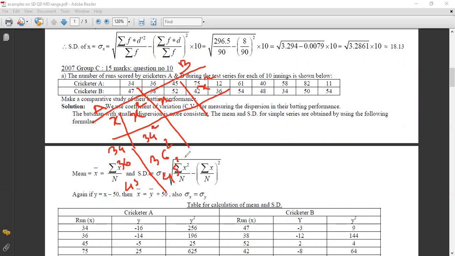You have to add all these values, like you have to write a total here. Okay, so actually you have to find the total of summation x, and you have to write the total of summation x square. You have to calculate all 10 marks, that is 10 innings runs actually: 34, 36, 45, 75 and so on. So 12, 61, 8, 40, 50. এইভাবেও করতে পারি.